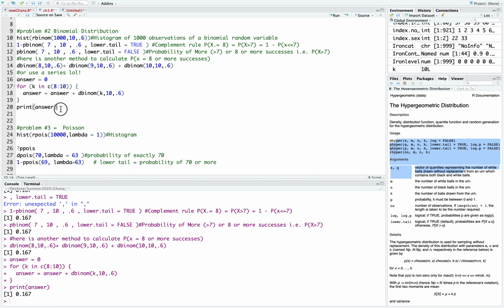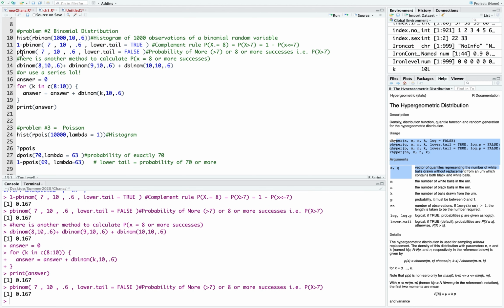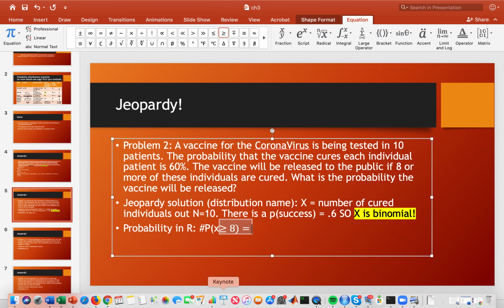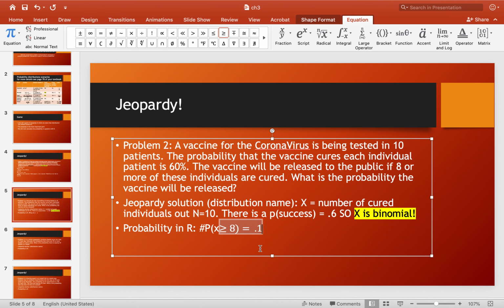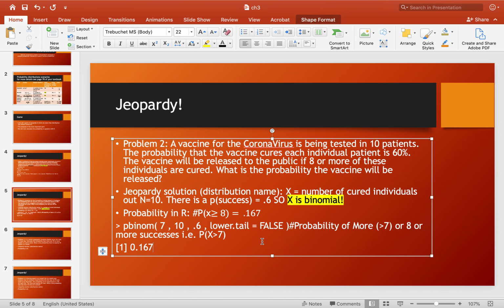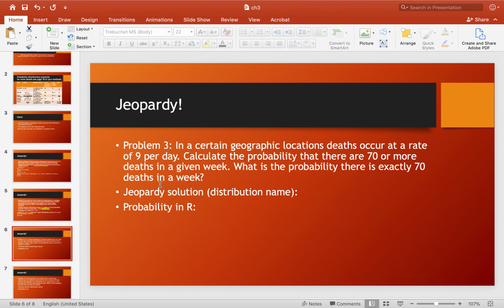But you won't be asked to write things like this too much in my course, because these commands are built in with this pbinom. In fact, this one is the one that I'm going to write down. This pbinom right here, 0.167. And if I want to do that in R, there's the command. Okay, now let's go on to continue this.